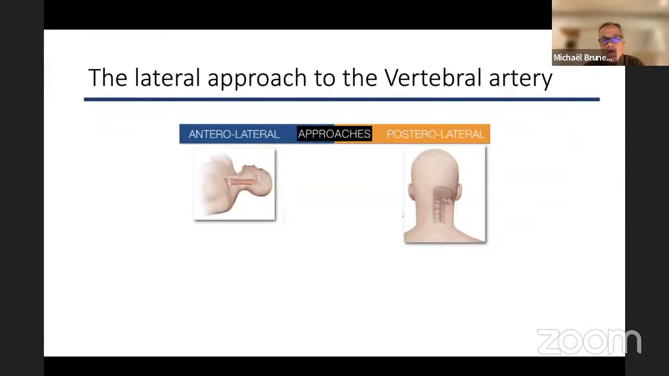So now, what are the approaches to the vertebral artery at the level of the craniocervical junction? I have spoken until now about the exposure at the cervical level. Now, at the craniocervical junction level, there are basically two approaches, the anterolateral approach and the posterolateral approach. The posterolateral one, you are very familiar with this approach. This is a basic midline approach with some contra-incision towards the pathological site.